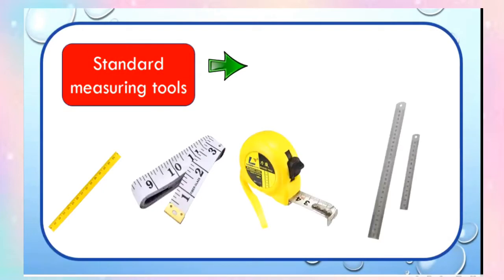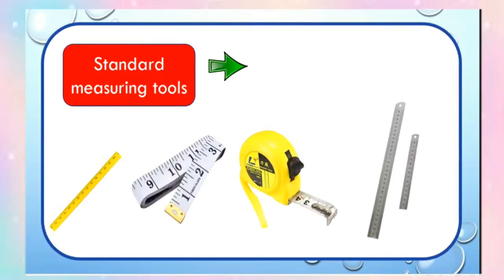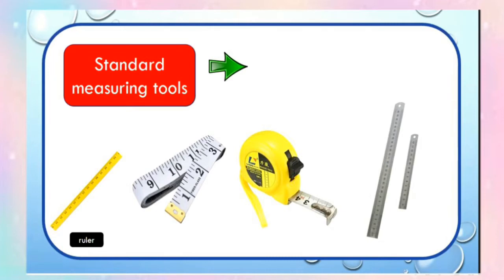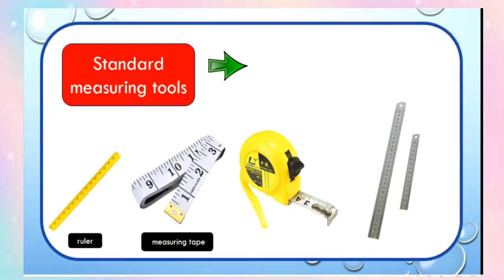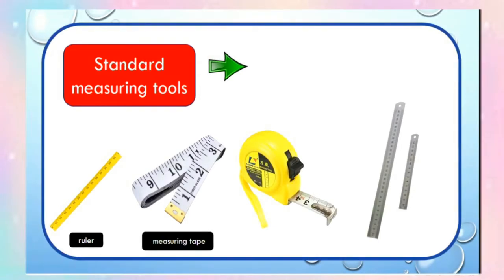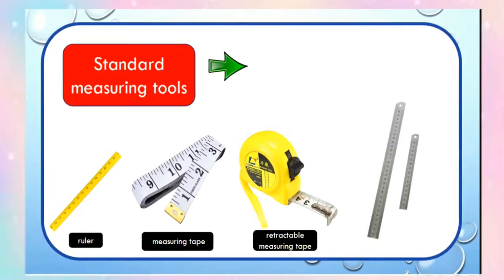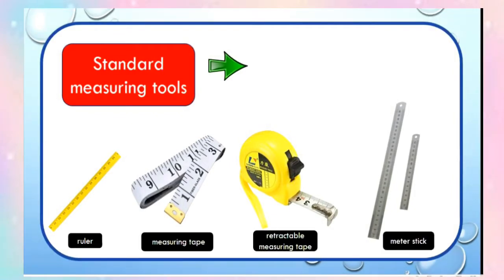These are examples of standard measuring tools. What is the first one? Yes, that is the ruler. The second one, can you please say your answer out loud? Yes, that's great. That is the measuring tape. The third one is the retractable measuring tape. And the last one is bigger, larger, and longer than a ruler. What is it? That is called the meter stick.